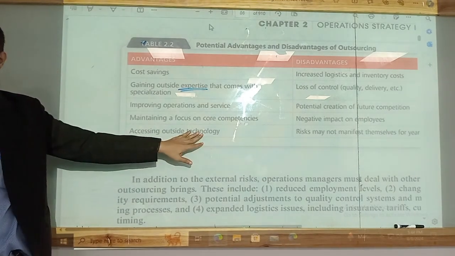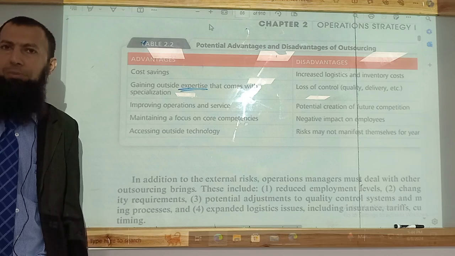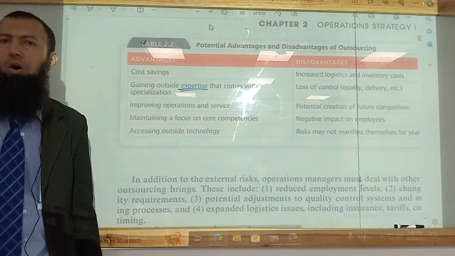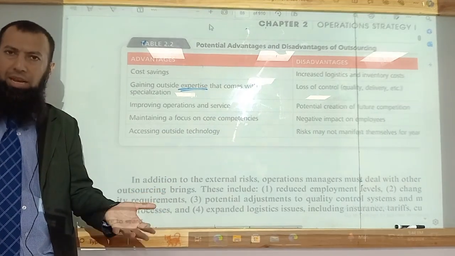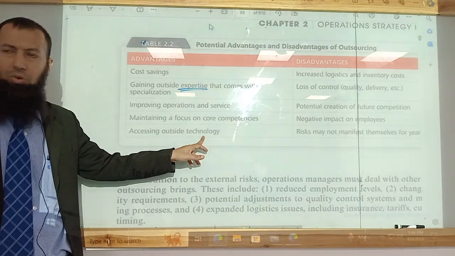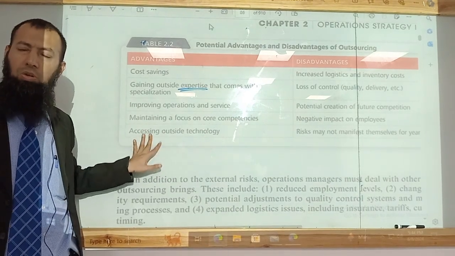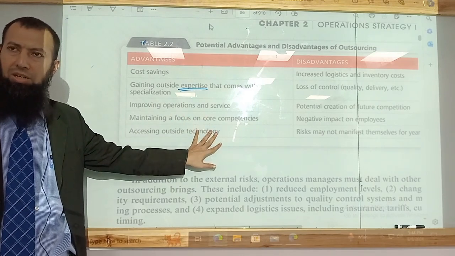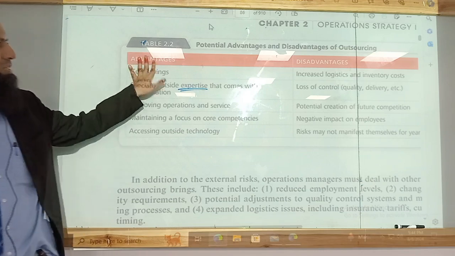Accessing outside technology. You access the outside technology. For example, you get SAP software, ERP, or Oracle, or any other company, JD Edwards, yeah, Microsoft Dynamics. You get the technology from them. You don't have your own software. You hire that company to give the consultancy or to implement the software in your company. You see, these are all the advantages.